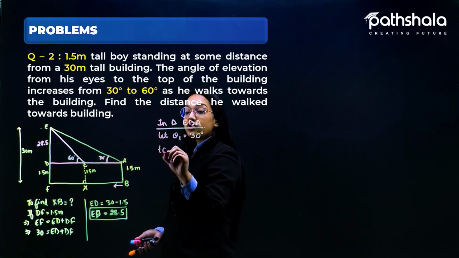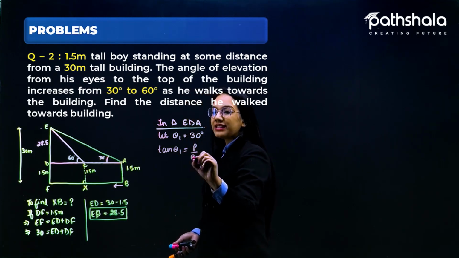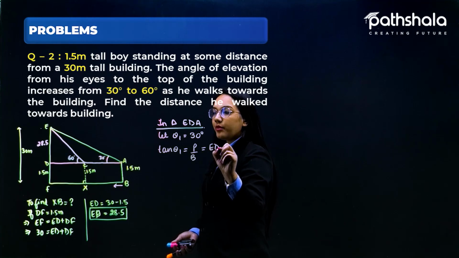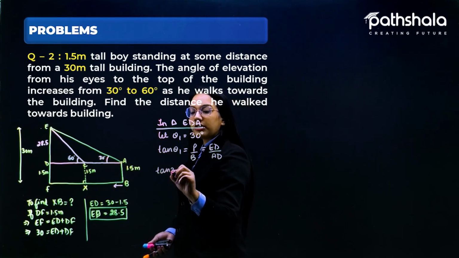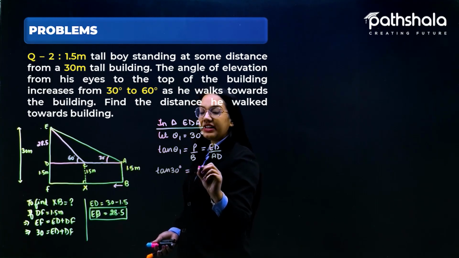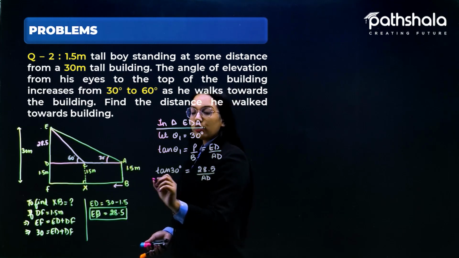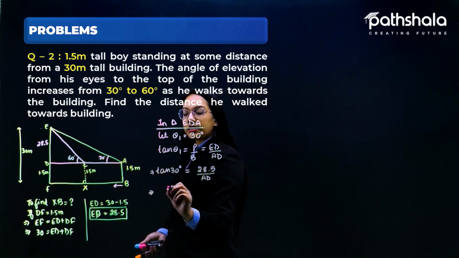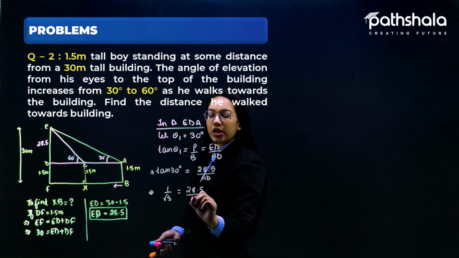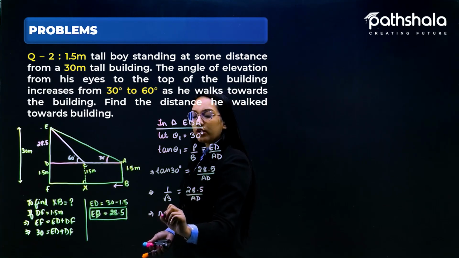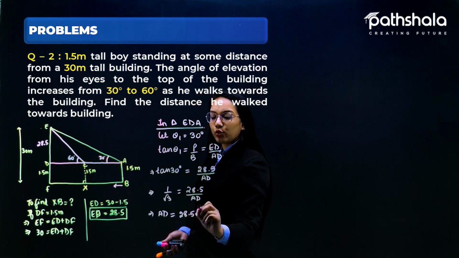tangent theta, or tangent theta 1, is equal to perpendicular by base. Here the perpendicular is ED and the base is AD. So tangent theta 1 is tan 30 degrees, which is equal to ED, and ED is 28.5, divided by AD. Now we know that tangent 30 is 1 by root 3, which is equal to 28.5 by AD. So from here we calculate AD, which is 28.5 root 3.